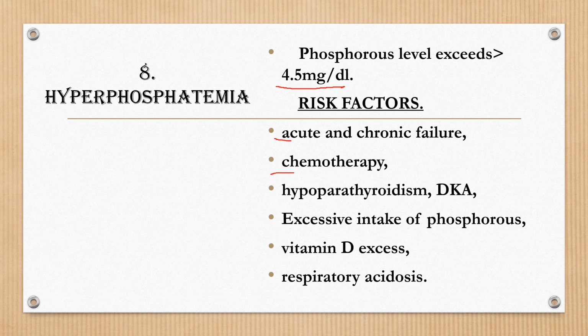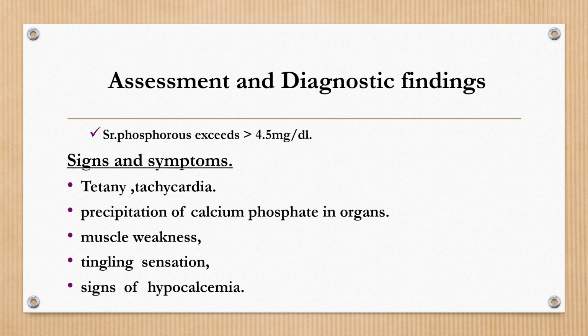who are undergoing chemotherapy, then hypoparathyroidism or diabetic ketoacidosis, excessive intake of phosphorus, vitamin D excess, and respiratory acidosis. These are the factors that lead to hyperphosphatemia, or increased phosphorus level in the blood. So we can identify it by laboratory examination. On laboratory examination, the serum phosphorus level will be more than 4.5 milligram per deciliter.